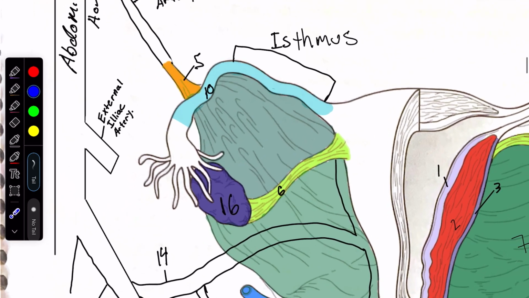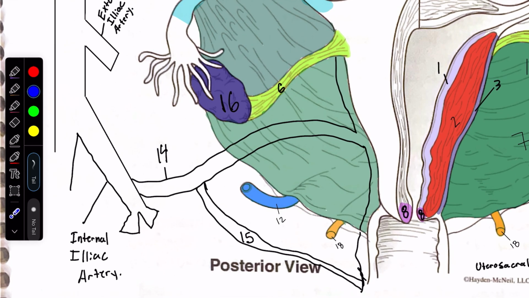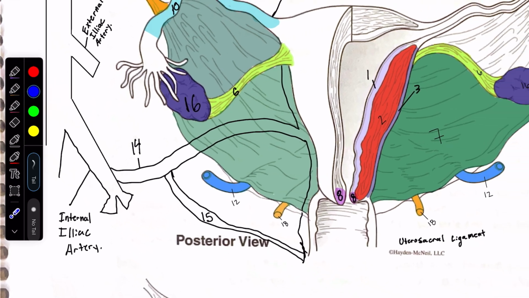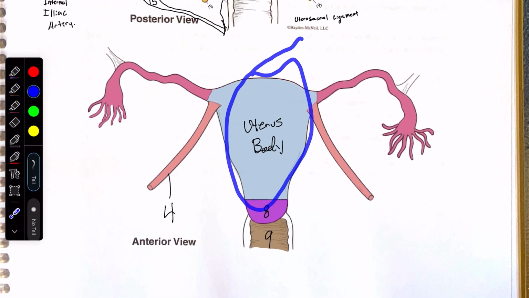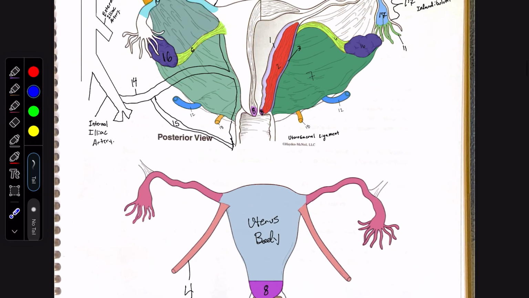And then you have your external iliac artery coming off right there, going forward. And then with that internal iliac artery, we have number 14 coming off. And that's going to be your uterine artery coming straight over and supplying blood to the uterus. Off of that branches number 15, which is going to be your vaginal artery. So I think this is it really for this page. I guess I didn't say that's the uterus body, but it was written there.